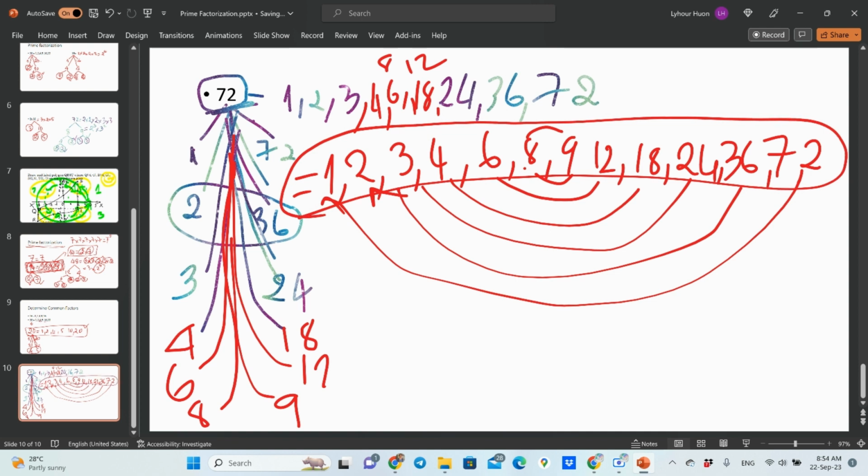So these all are the common factors. I love how on the right, the values slowly start getting less and less. It goes from 72, and then 36, and then 24, 18, 12, 9, 8, 6, 4. Yes.